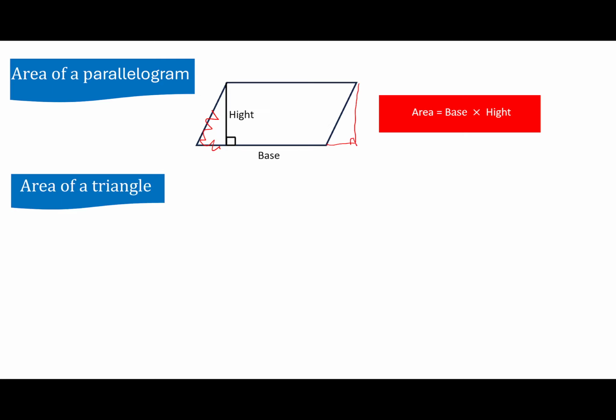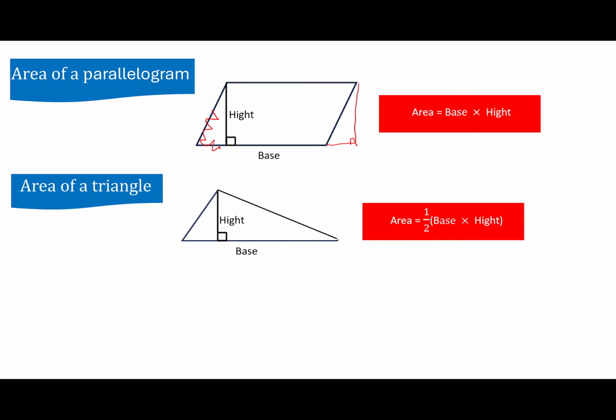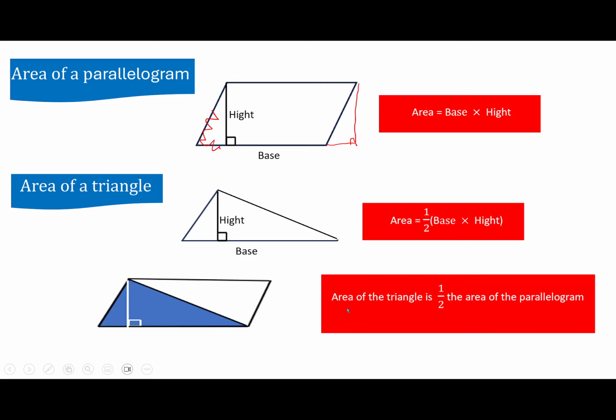Area of a triangle. It's base times height divided by 2. That's where many students forget to put the 1/2. It's 1/2 base times height. And to remember that, a triangle is half of a parallelogram. The area of a triangle is half the area of the parallelogram in this picture, okay?